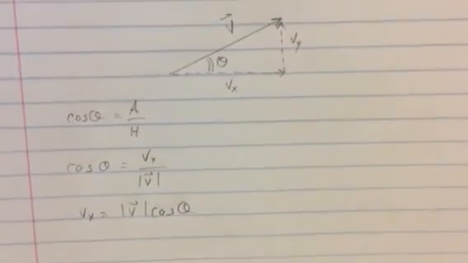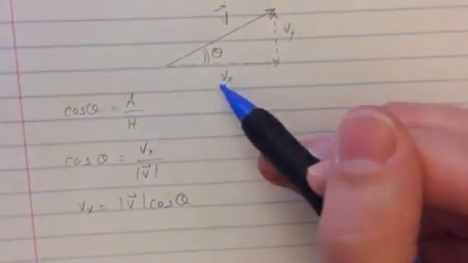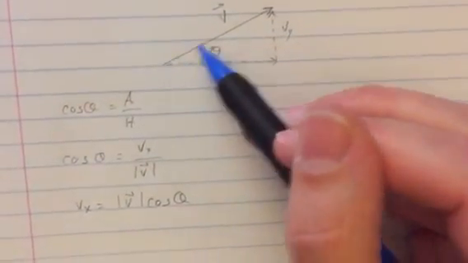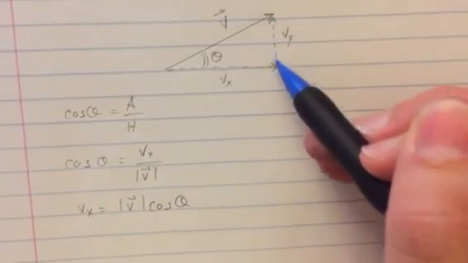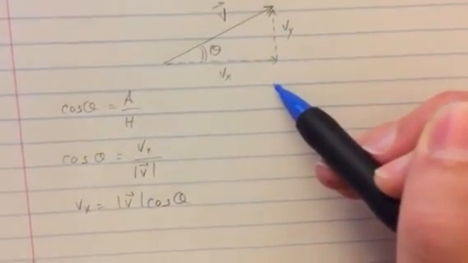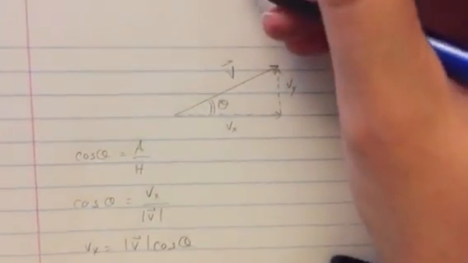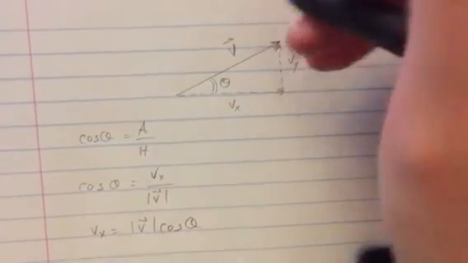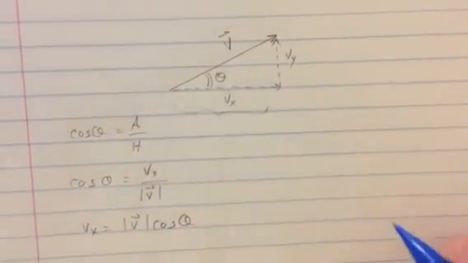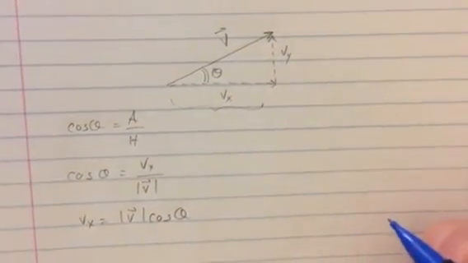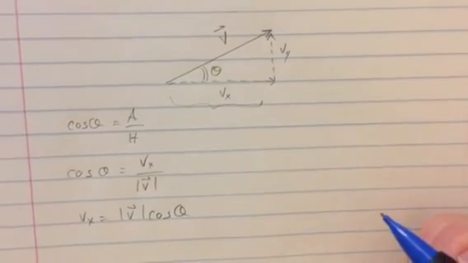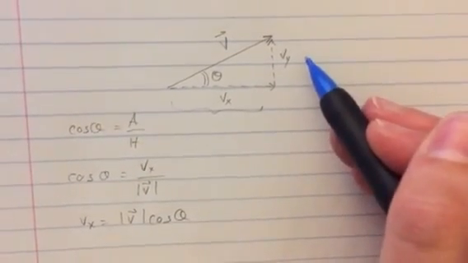Another way of thinking of that is Vx is the projection of our velocity vector onto the x-axis. So if you imagine that there's some sort of light shining above this vector, this would be the x projection, so like a shadow cast on the x-axis. In the y direction, we're going to do the same thing.